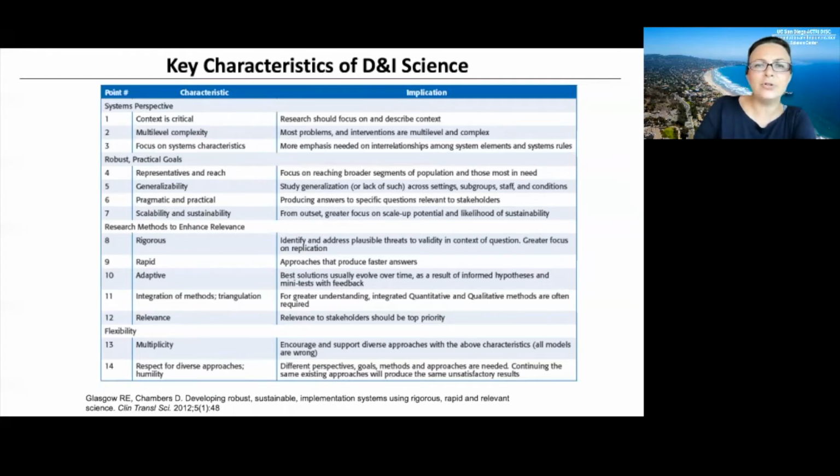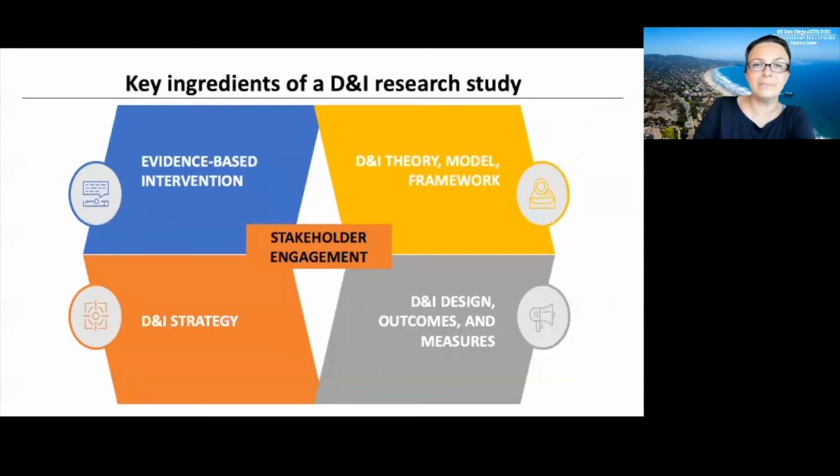While D&I research maintains rigor in its designs, it also acknowledges the need for rapid and adaptive approaches and the need for integration of multiple data types, perspectives, and the critical importance of real-world relevance. Finally, D&I research maintains flexibility through endorsing multiple solutions and, my favorite, respect for diverse approaches and humility as we work with diverse populations.